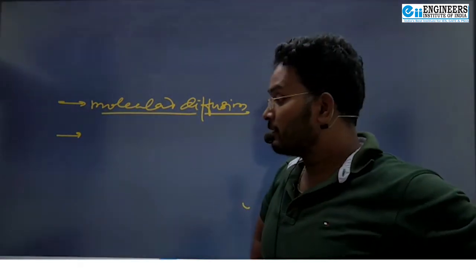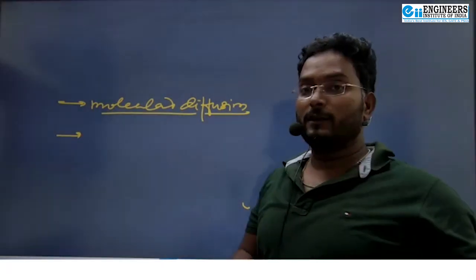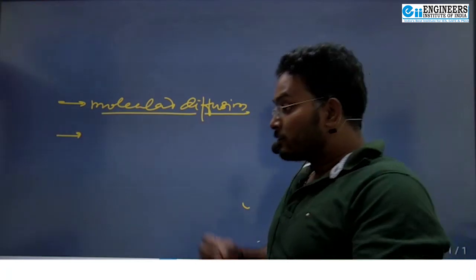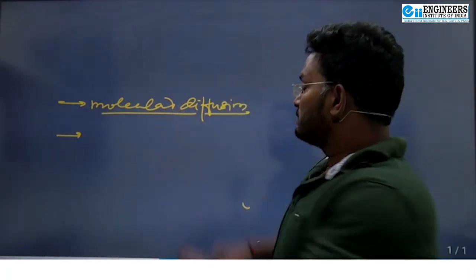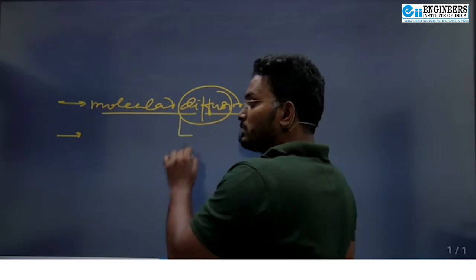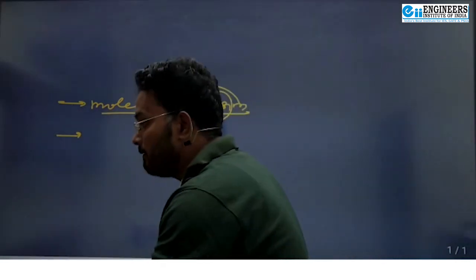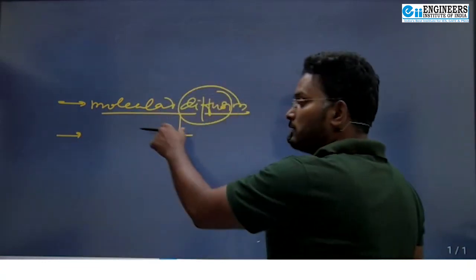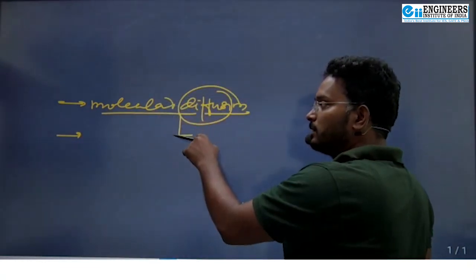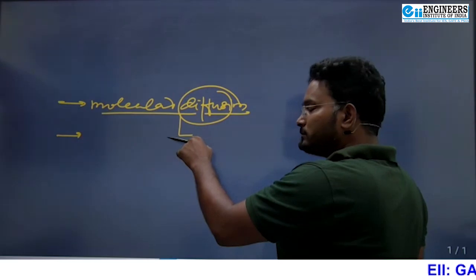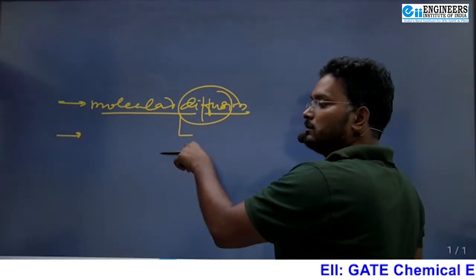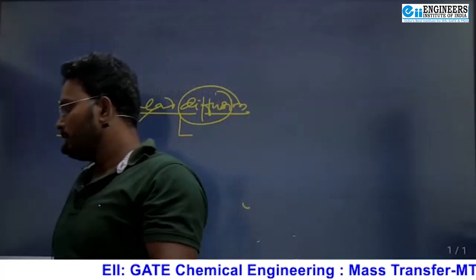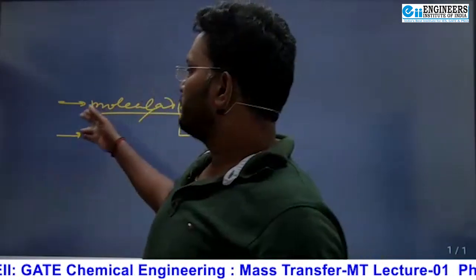Why is molecular diffusion there? Because of the thermal energy of molecules. By virtue of the thermal energy of molecules, there is random motion and microscopic movement of molecules. So molecular diffusion is the random motion of the molecules at the microscopic level, not at the macroscopic level. Random motion of the molecules at the microscopic level will cause the mass to be transferred. So when the flow is laminar or stagnant, molecular diffusion is there.